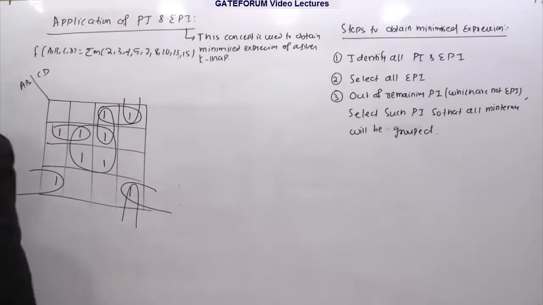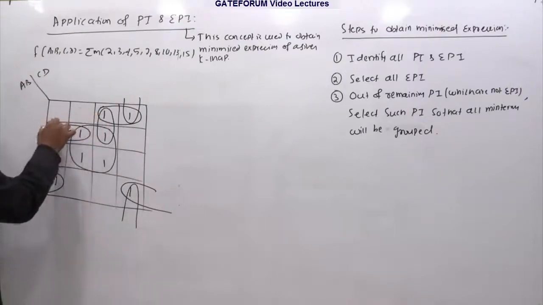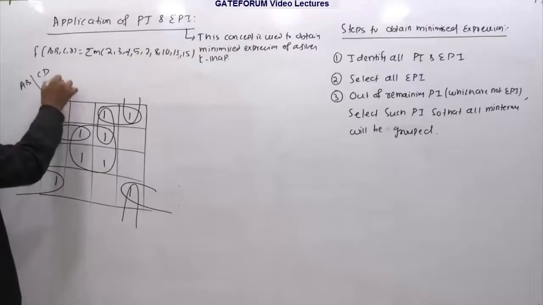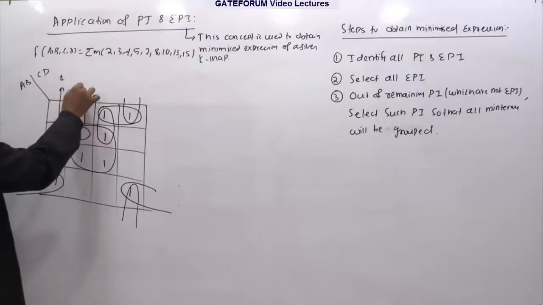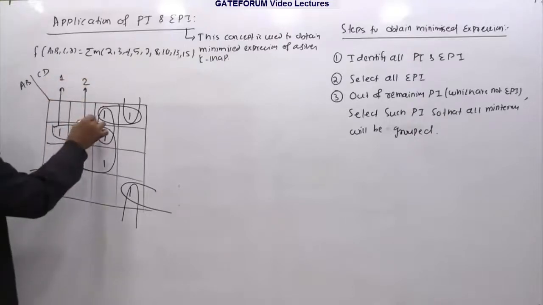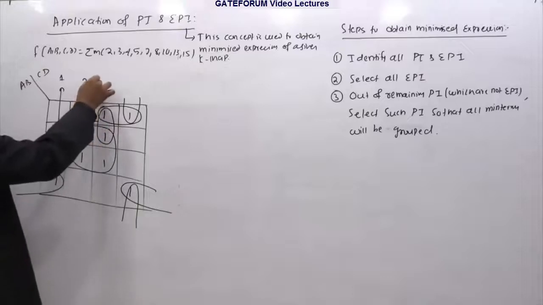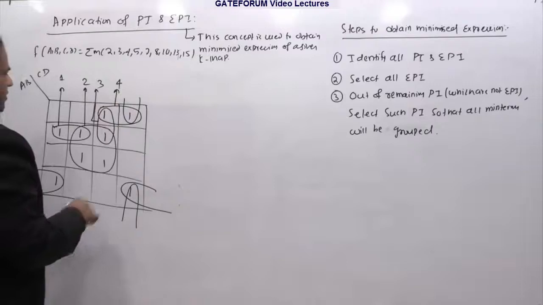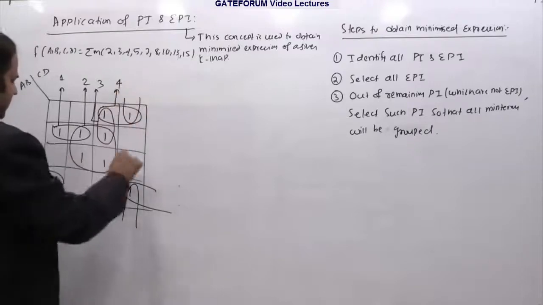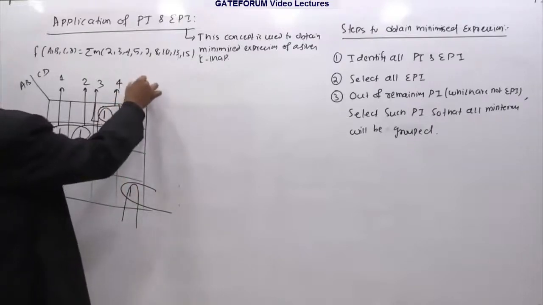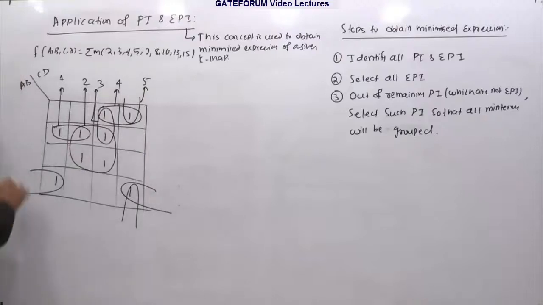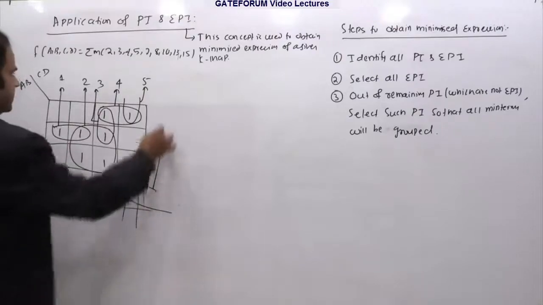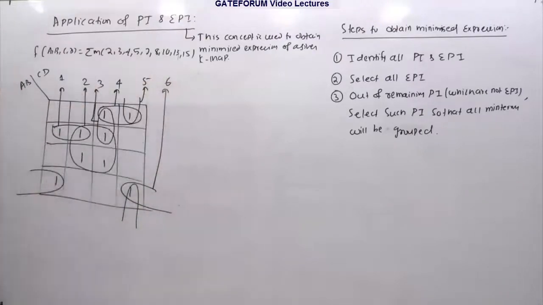So let us do the nomenclature. Let's say this is group number 1. This quad is group number 2. This vertical pair is, let's say, group number 3. This horizontal pair is, let's say, group number 4. And this one, this and this, let's say it is group number 5. And finally this and this, let's say it is group number 6.